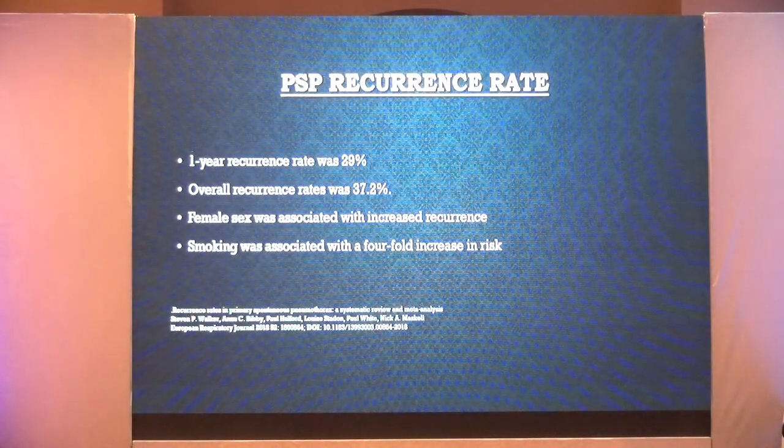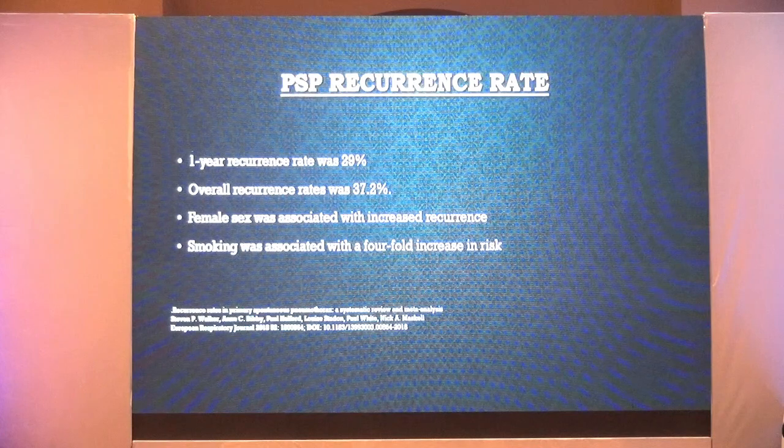The problem with PSP is very high rate of recurrence. This is the Achilles heel of this condition. According to a meta-analysis, the one year recurrence rate is as high as around 30%, and overall recurrence rate goes up to 37% average, but some studies state that it can be as high as 60%.